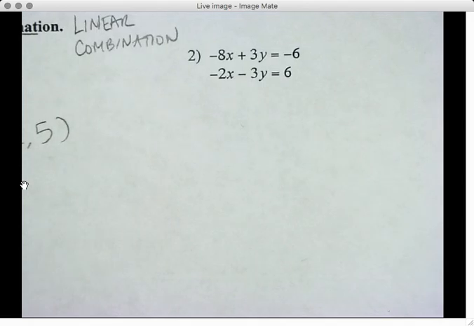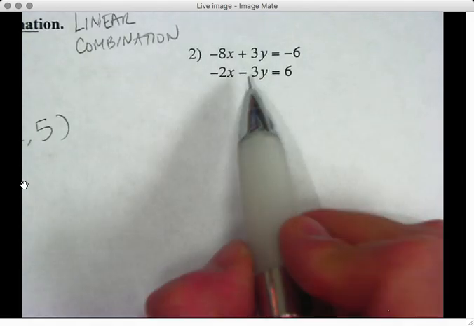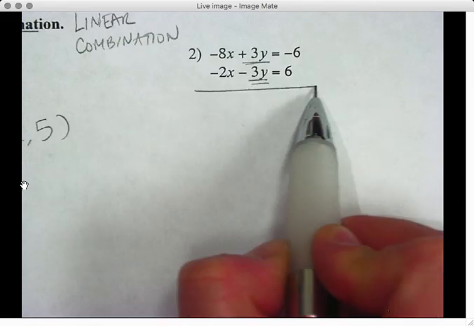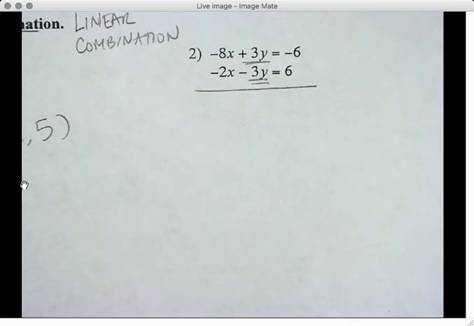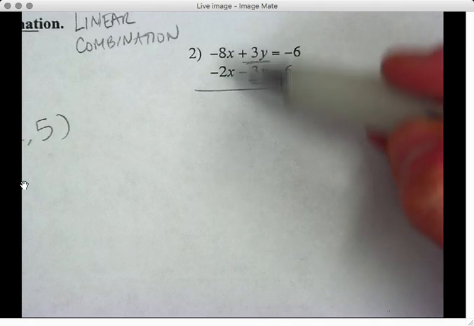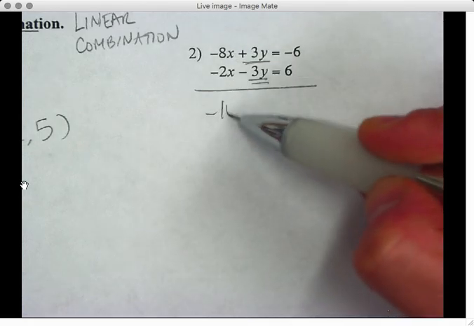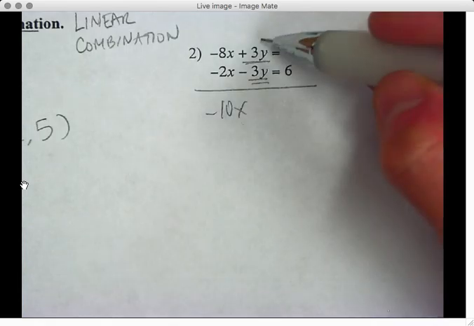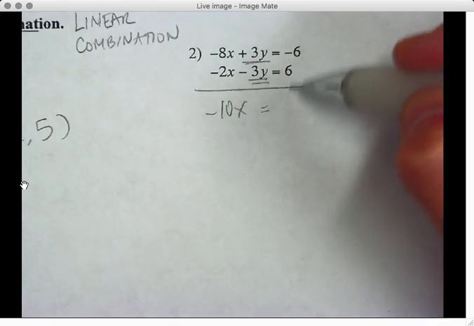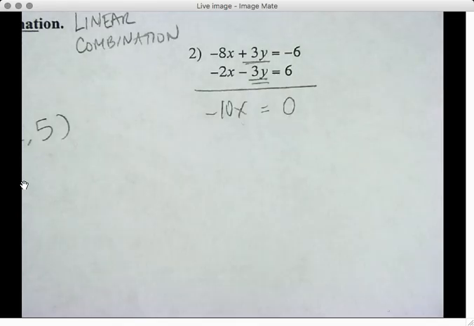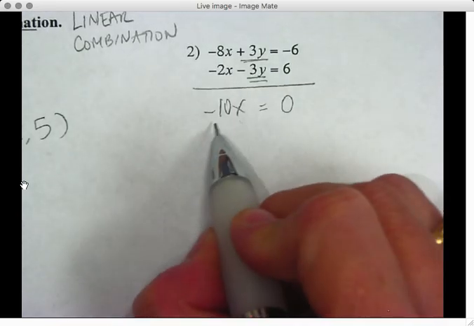Again, they're going to be set up really nice for you. In fact, this is almost identical. This +3y, this -3y should cancel out. So let me go ahead and add straight up and down, right? I'm adding these x's together and I get -10x. Those cancel out. And these, whoa, check that out. Those cancel out too. I get -10x equals 0.